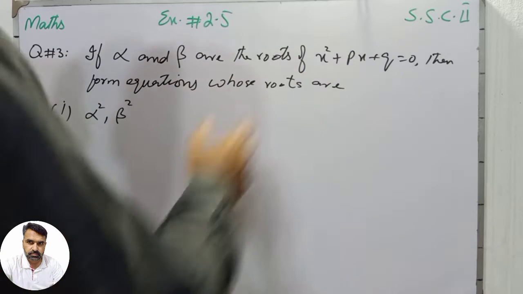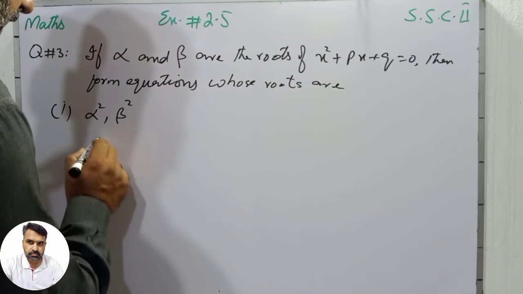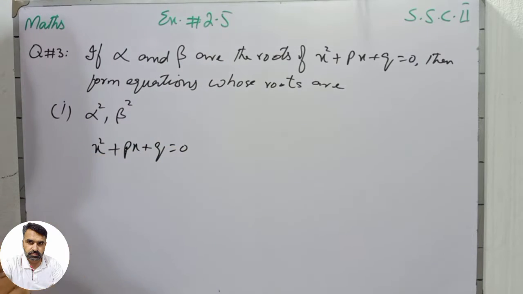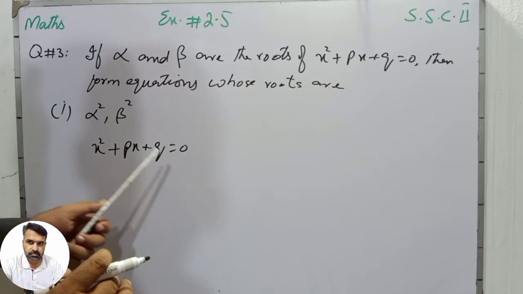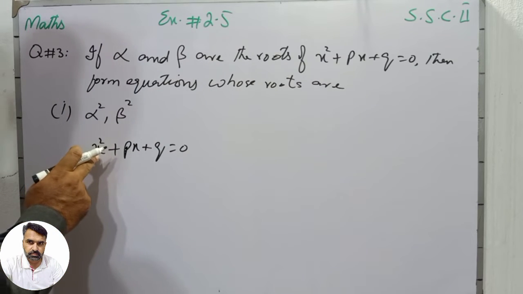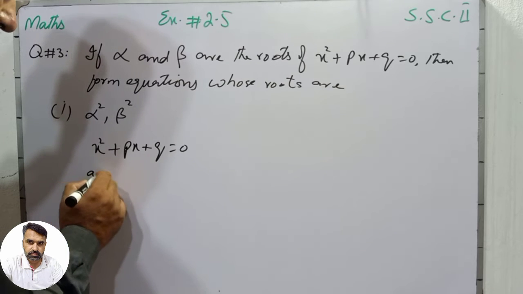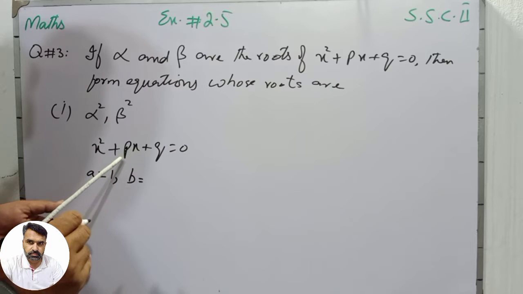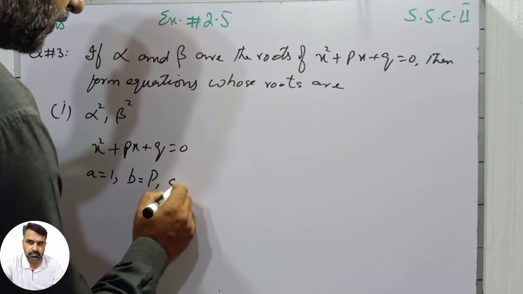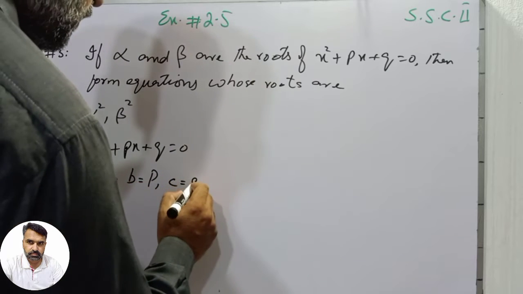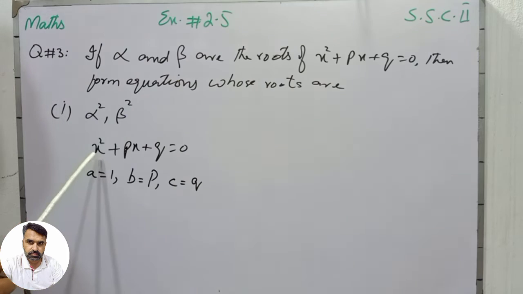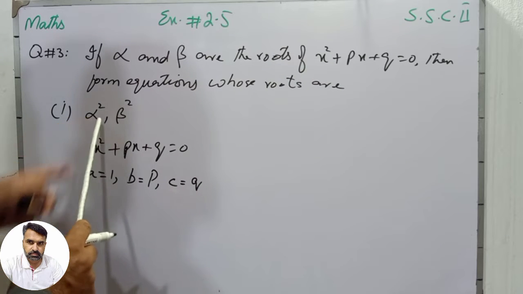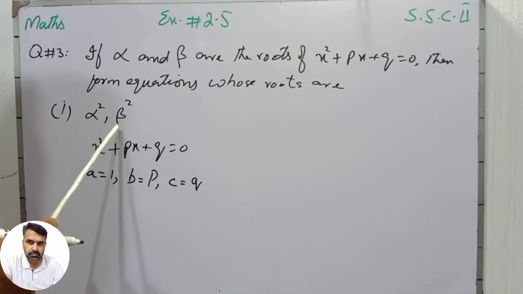So students, first we will write this equation, and the equation is x square plus px plus q is equal to 0. From this quadratic equation we will get the values of a, b and c. In standard form the coefficient of x square is a, so the value of a is 1. The value of b is always the coefficient of x, and the coefficient of x is p, and the value of c is always the constant, that is q. So students, from this equation we have got the values of a, b and c, that are 1, p and q. And now students, the roots are alpha square and beta square.